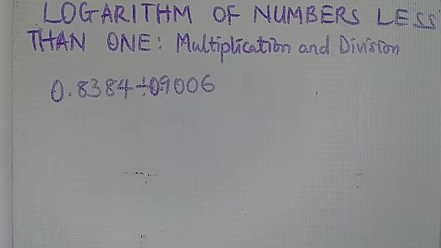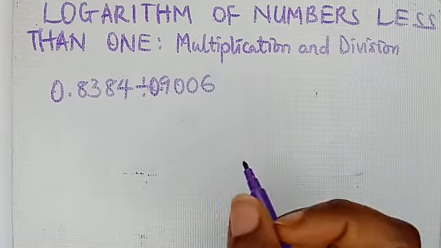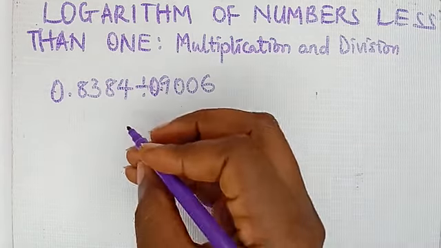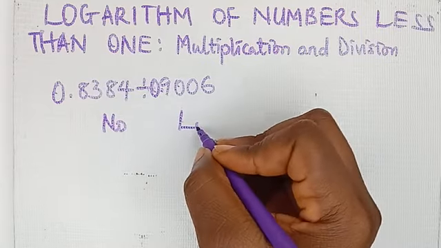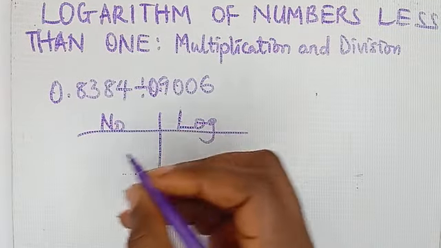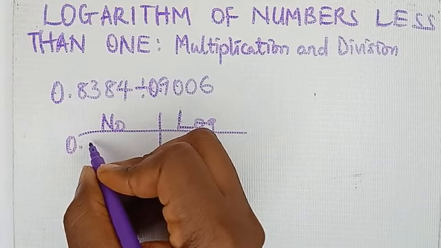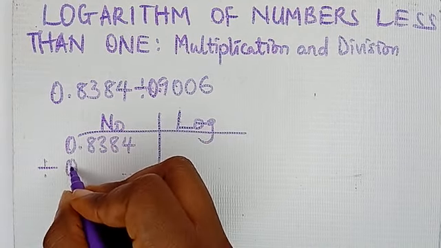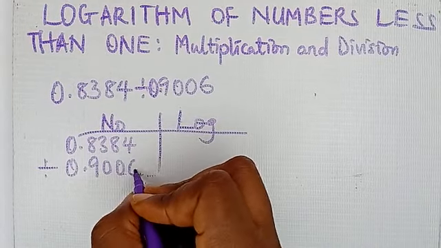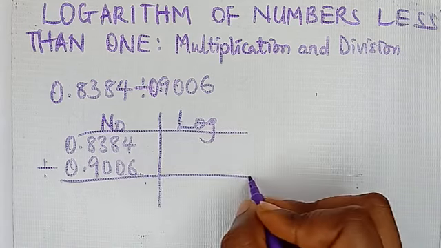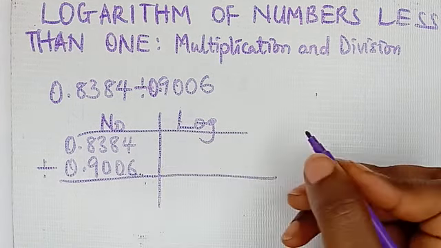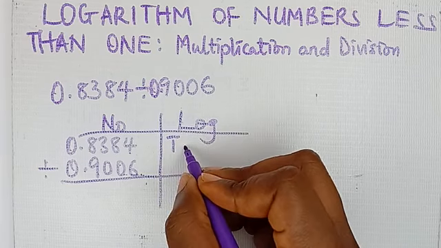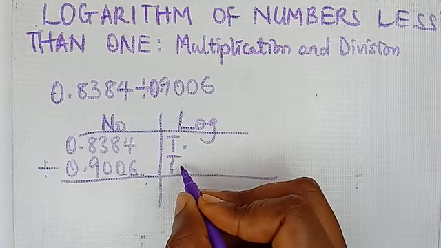Now let's deal with one more example to consolidate what we've learned so far. Okay, so the normal routine is we have our number and we have our logarithm side, and we write down the numbers on the number side. 0.8384 divided by 0.9006. So for the whole number part of our log numbers, this is 0 point. So just 1 0 before the first non-zero number, meaning bar 1. 1 0, bar 1 again.